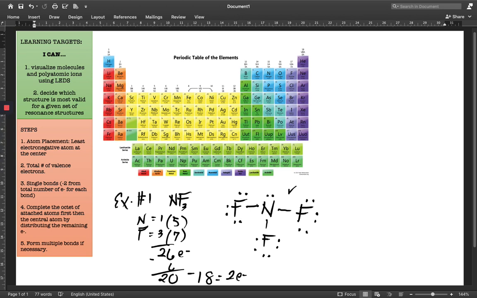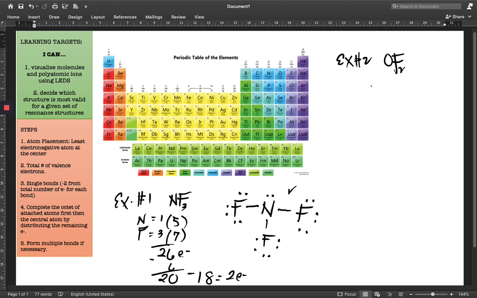The next example will be having a double bond, a Lewis structure wherein a double bond is involved. For example, we have OF2. So this is oxygen difluoride. This is example 2. And let's see what we can make out of it.